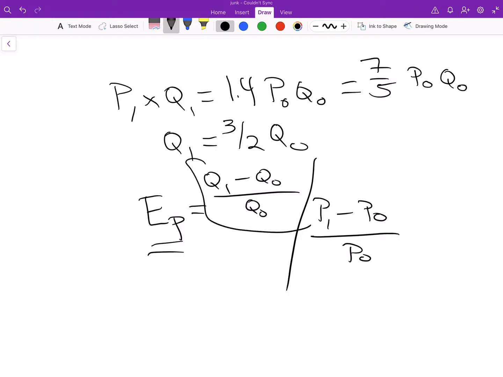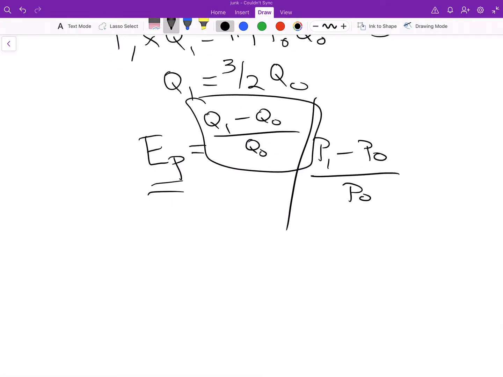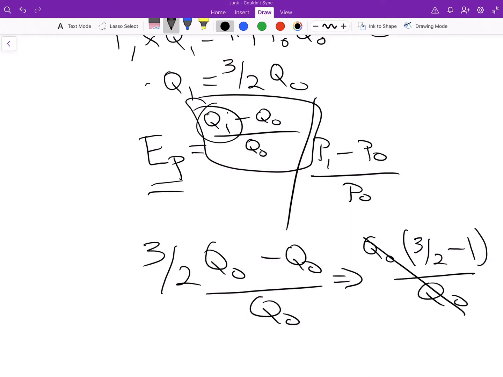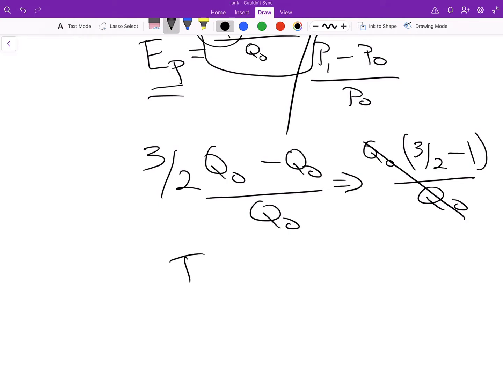First thing we'll do is work with this top part here. We know that Q1 is equal to 3/2 Q0, so let's just sub out this Q1, and now we have in the numerator 3/2 Q0 minus Q0 over Q0. All right, simplifying this further, we have Q0 can come outside, 3/2 minus 1 over Q0. The Q0's cancel out. And what we're left is, on the top, we'll call this the top, equals 1/2.